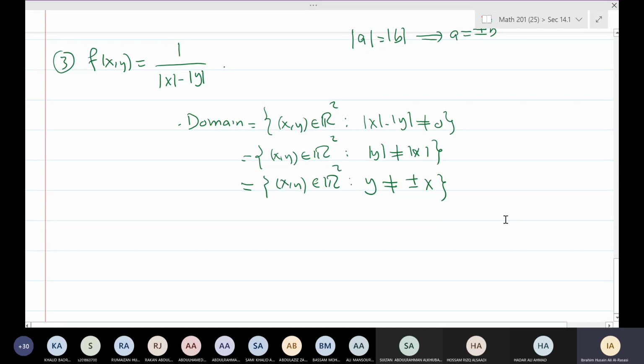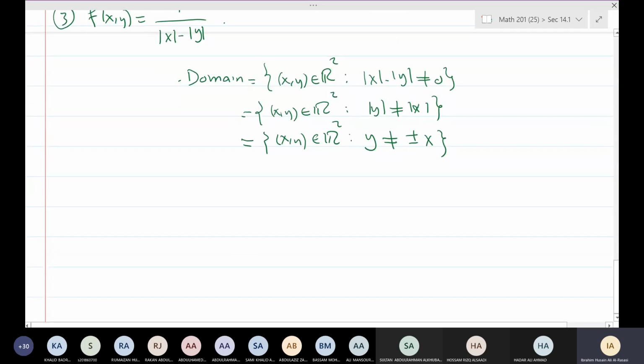Now, will the domain be the whole xy plane or part of the xy plane? If it is part of the xy plane, which part? This you should be able to know. So how to sketch that domain? When you have y not equal, just write y equals x and y equals minus x.